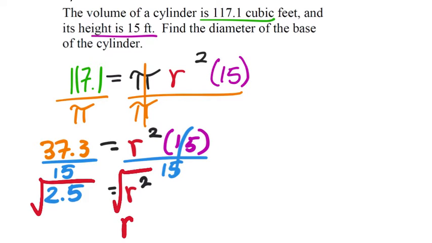Remember that second x to the power of 2 button? And then I put 2.5, enter, and I get 1.58 and some change. Of course, I'm going to just round that to 1.6. Okay, so that'd be 1.6 feet.